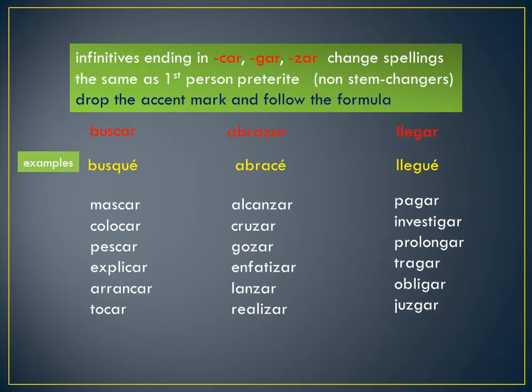Here's one special category we do a little bit differently. Infinitives ending in CAR, GAR, and ZAR. We're going to go back to the first person preterite and use that as our model. We'll drop the accent mark just like we were doing formal commands, and we'll use that as our model throughout first person, second person, and third person.